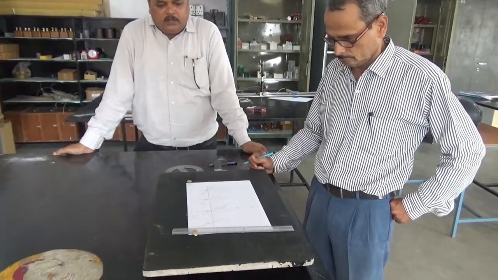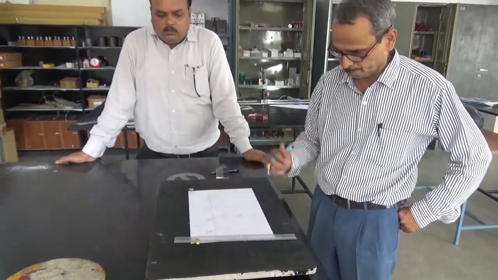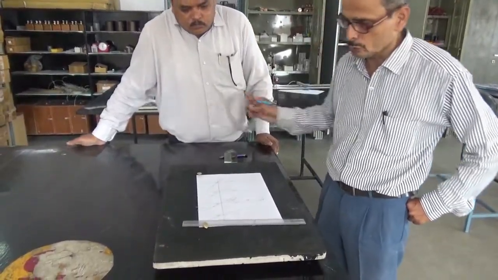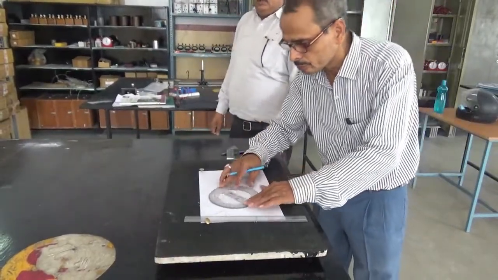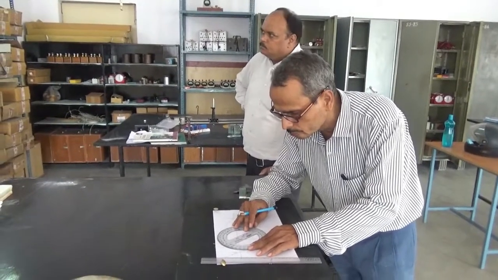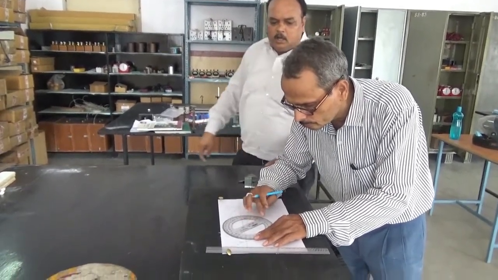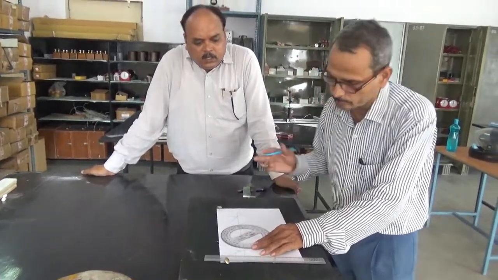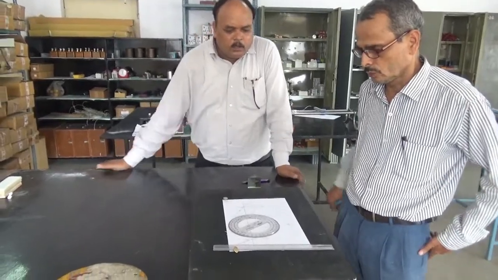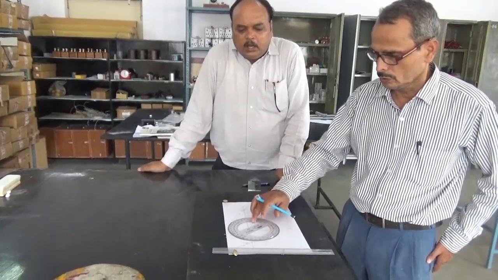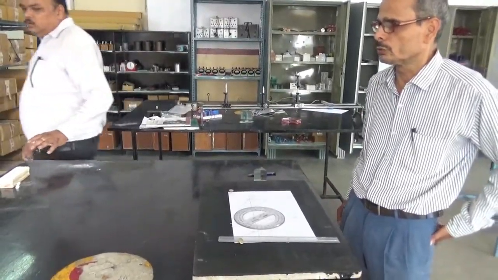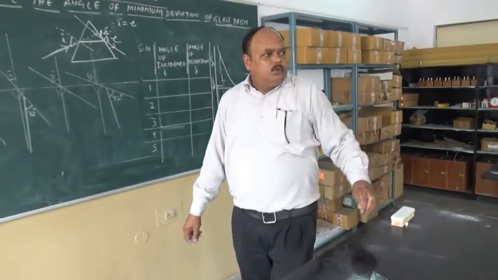For angle of incidence 40 degree, angle of emergence is also 40 degree. Angle of emergence is not to be measured. We have to measure angle of deviation. So angle of deviation is found to be 40 degree.